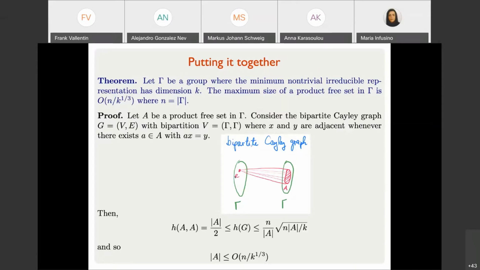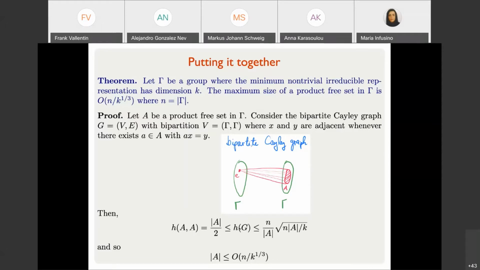Okay, then, so let's estimate H_AA. So A is a bi-independent set. So H_AA has size cardinality of A times cardinality of A divided by A plus A. So this is cardinality of A divided by 2. Then of course, maybe this is not the largest bi-independent set inside of the graph G, but maybe there's larger ones. So this is upper bounded by H of G.